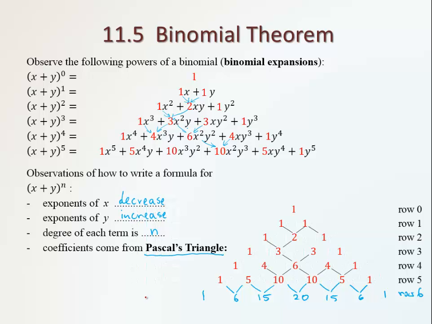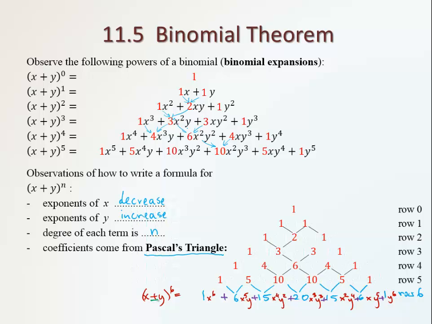If we, for example, would like to find out how much is x plus y to the 6, we'll use these coefficients and will decrease the exponent of x. That will be x to the 6, x to the 5, x to the 4, x to the 3, x squared, x and nothing, and increase the exponent of y. So no y, 1y, y squared, y cubed, y to the 4, y to the 5, and y to the 6. Finally, we place the addition between the terms. So that will be the formula for the 6th power of binomial x plus y.